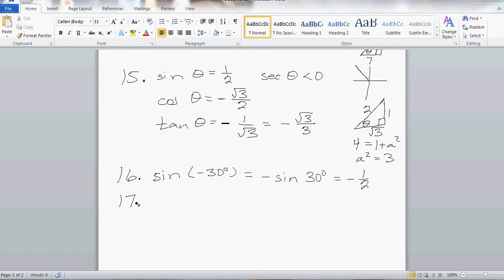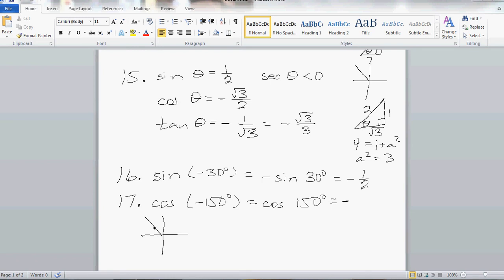Number 17, the cosine of negative 150 degrees. Since this is cosine, the negative in essence just sort of disappears. And so this is equivalent to the cosine of 150 degrees. We need to do a quick drawing here. 150 degrees puts it into this quadrant. So we do know that the sign here is negative because cosine is negative here in the second quadrant.